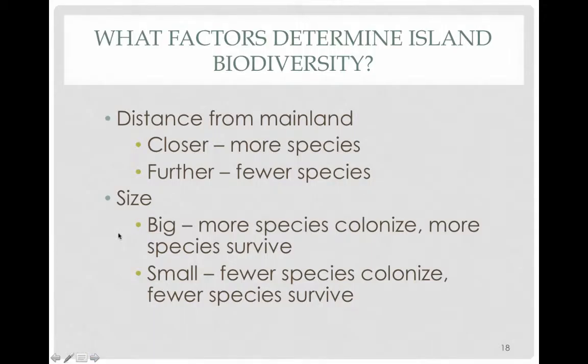Now, there are two factors that determine biodiversity on an island according to this theory: distance from the mainland and size. The closer you are to the mainland, the more species; the further, the fewer species. And then the bigger the island, the more species can be there. The smaller the island, the fewer.